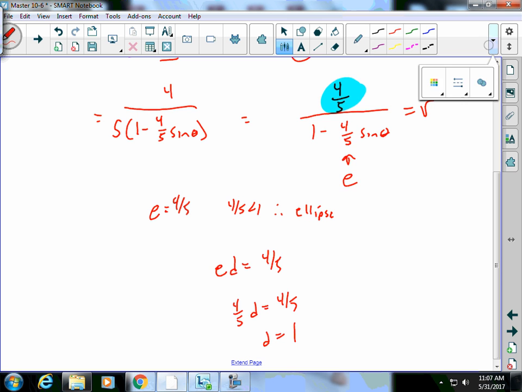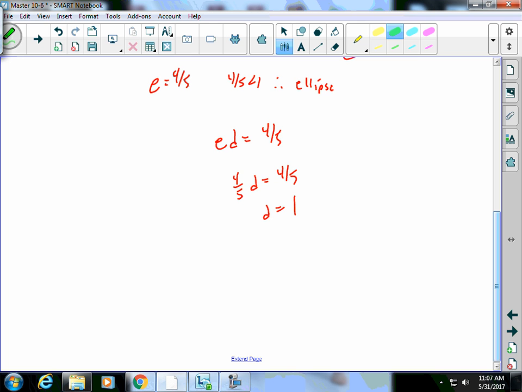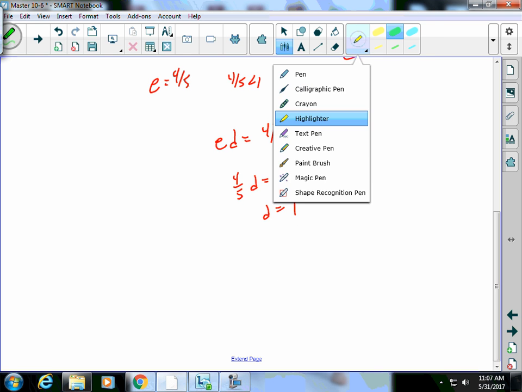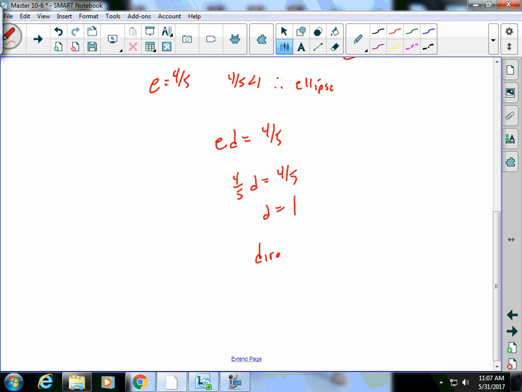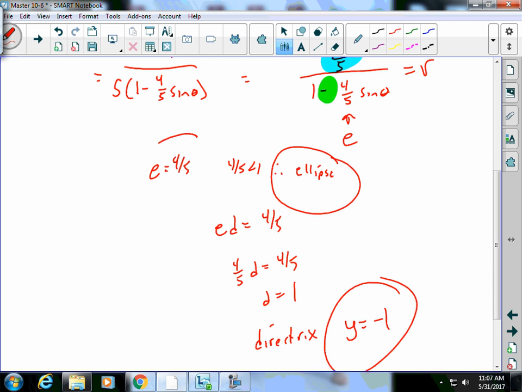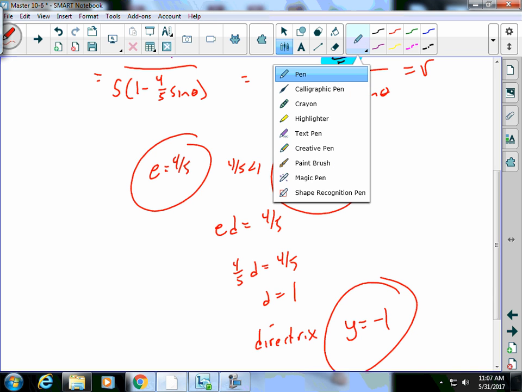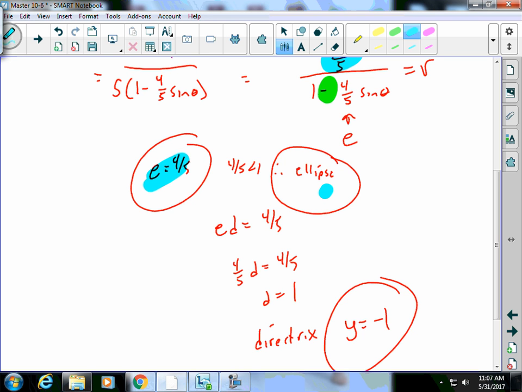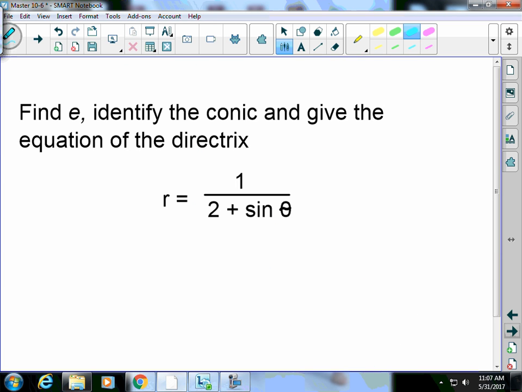But I need to pay attention to something. It's not just equal to 1. Remember, this is a minus in front. So the equation of my directrix is a y, right, because we're dealing with sine. Y is equal to -1. That's the answer for that part. I answered the ellipse, and I answered the what is the eccentricity. So I've gone through and I've given answers to everything that they asked for. This is how I would expect you to do these problems on your test. There will be a problem like this on your test.